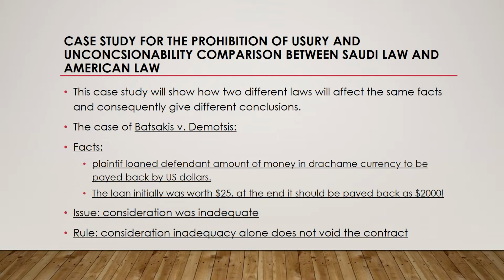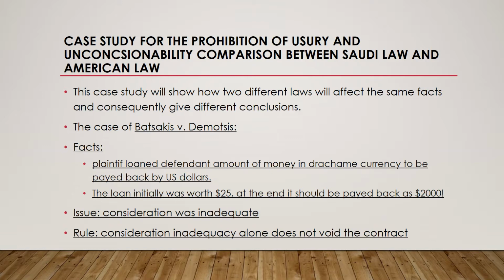So this is the case of Vatsikis versus Dimatsis, and the facts were: the plaintiff, Vatsikis, loaned the defendant, Dimatsis, 500,000 drachmae, which is a currency used in one of Europe's states. In exchange for the loan, the defendant signed an instrument promising to pay the plaintiff $2,000. The 500,000 drachmae were worth approximately $25 at the time. So it's merely a loan of $25 and in the future returning $2,000. Way different in the exchange.